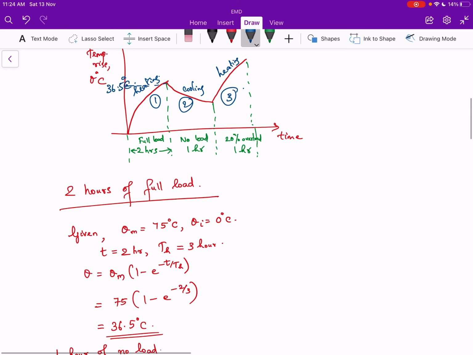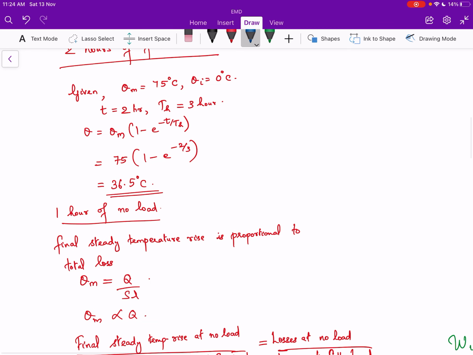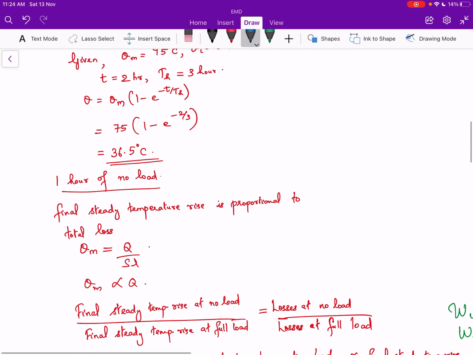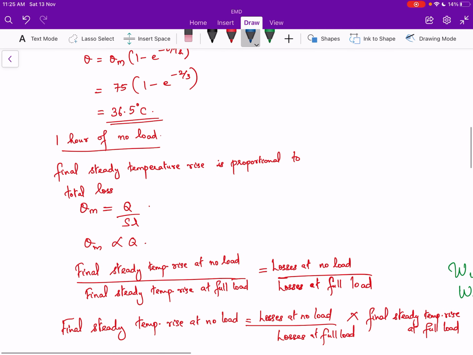Now we can move on to the second portion, that is when the machine is on no load for 1 hour. So we know that the final steady temperature rise of the machine, that is θm, is equal to Q by Sλ. So we can write that θm is proportional to the total losses. So we have to find the final steady temperature rise at no load. That is not given in the question. So for that we can take this relation θm is proportional to Q.